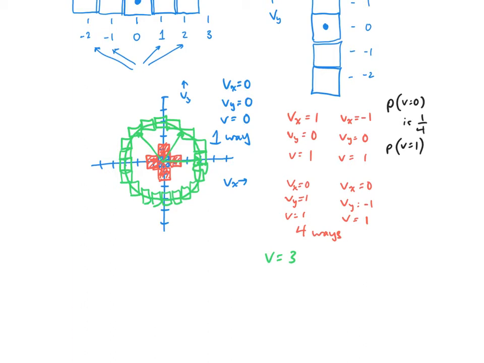And it's actually proportional to the surface area of a sphere. So the probability of having a particular speed is proportional to the surface area of a sphere of radius speed, whatever the speed we're talking about here.